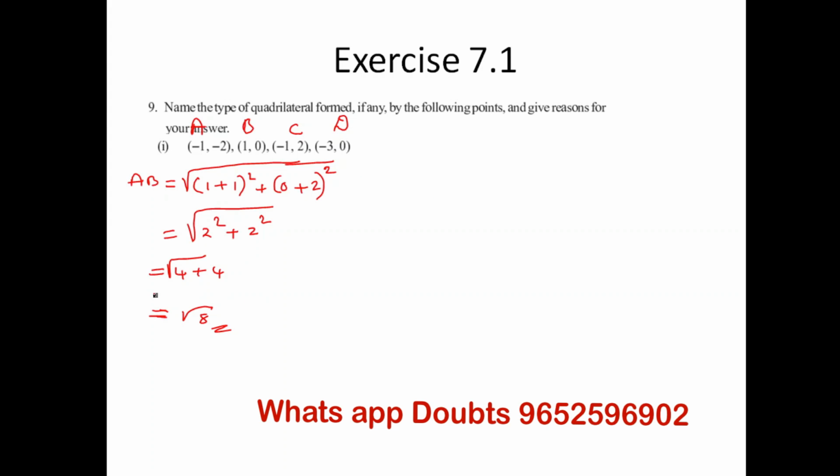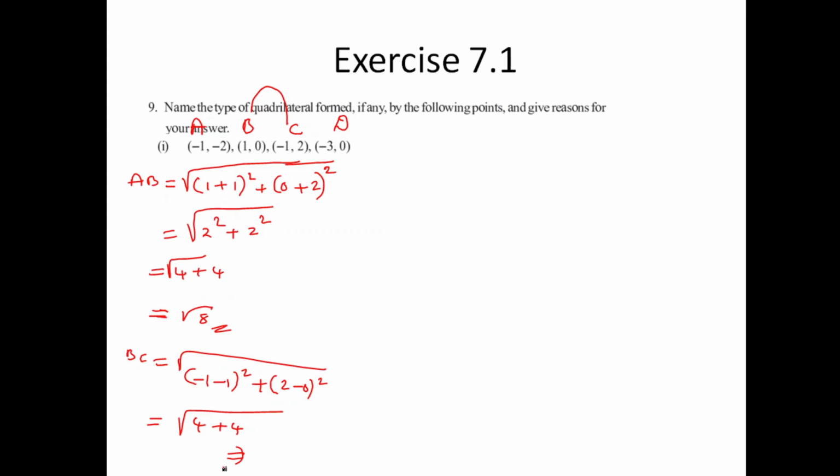Similarly, let me find the value of BC also. When I take these two, B and C, this is your x1, this is your y1, this is your x2, this is your y2. So when I do that, I'll be getting under the root of (minus 1) whole square plus (2 minus 0) whole square. Now when I take the root of this, it becomes 4 plus again 4, right? So after this, we get root 8. So this is also root 8 only.